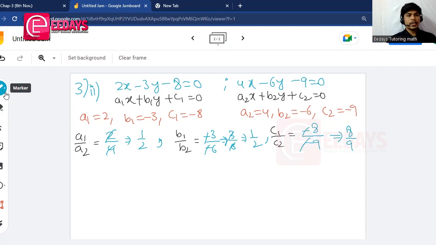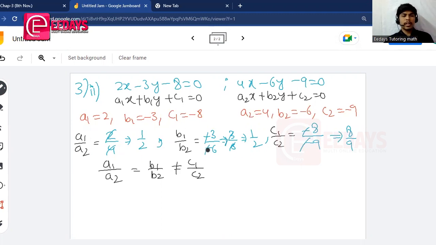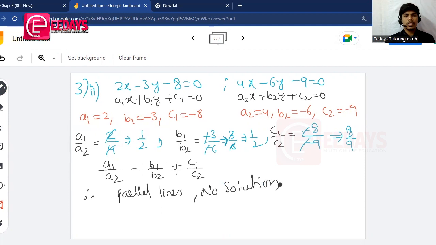Did you notice that a1 by a2 is equal to b1 by b2, not equal to c1 by c2? a1 by a2 is equal to 1 by 2, and c1 by c2 is 8 by 9, which is not equal. So we can conclude that the pair of linear equations has no solution. It is parallel lines, and no solution. If it has no solution, then we call it inconsistent.